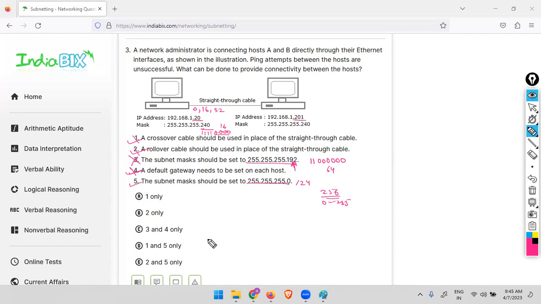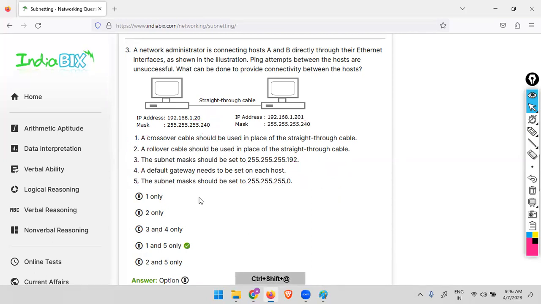But they are saying not a single option, 1 and 5. Crossover cable for communication between same type of devices. So these two options will be correct, because same devices means crossover cable. So this option will be correct. Is that clear? So this is how you have to practice.